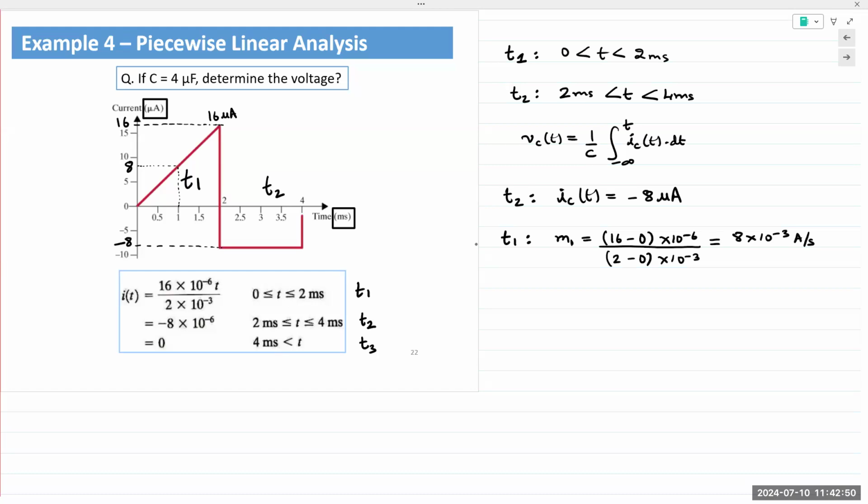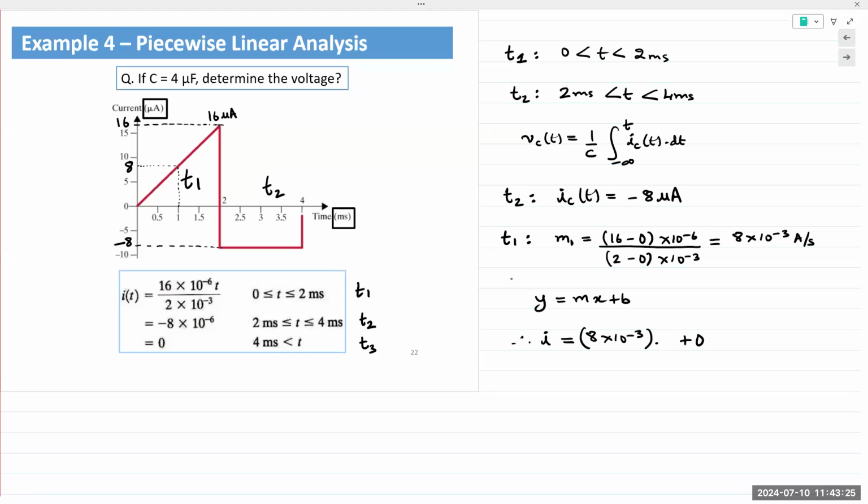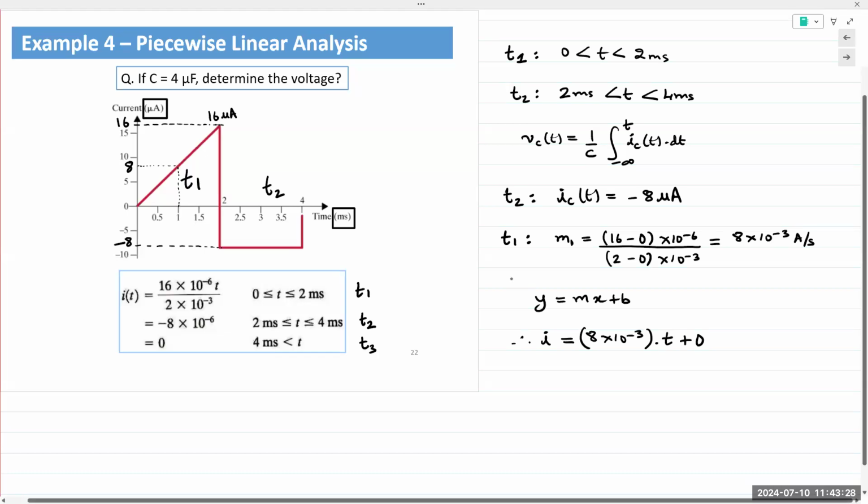Okay, so we have that. Now we use y equal to mx plus b to describe the line. So y is equal to mx plus b. Y, of course, is current I. Slope is 8 into 10 raised to minus 3. X is t, and my y-intercept is 0. Okay, y-intercept is 0. And that is my equation of the line for T1.